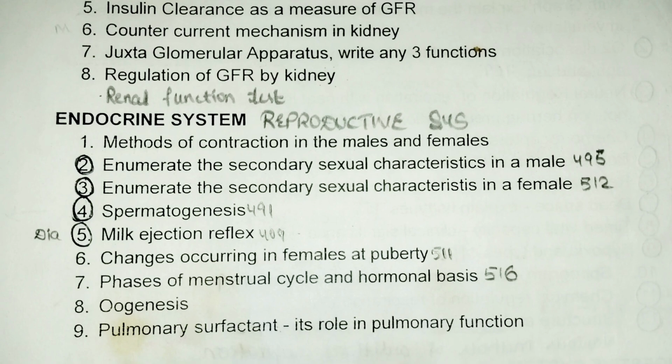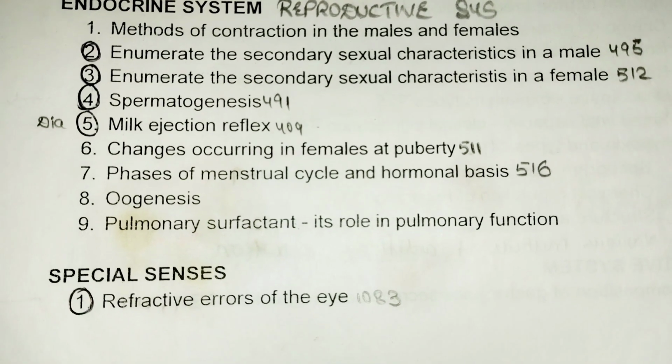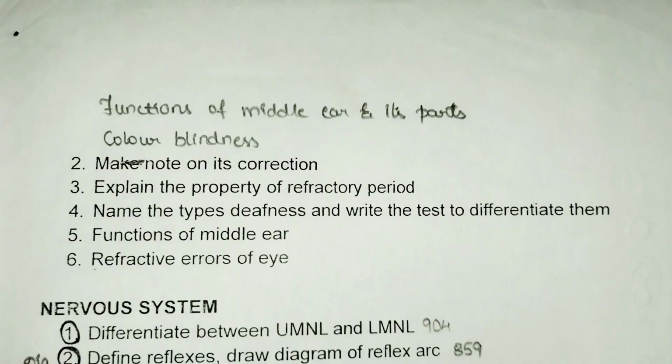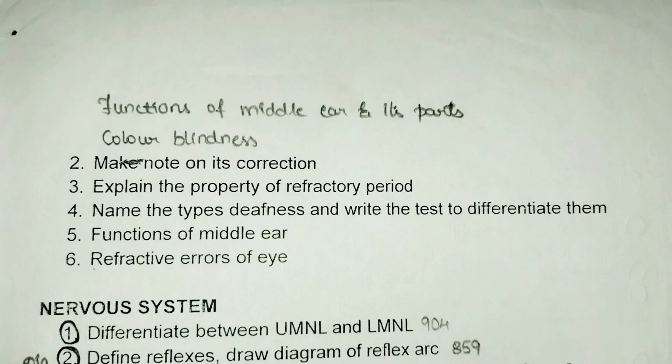Now moving on to the next chapter, that is special senses. In this, the important questions are, the first one, refractive errors of the eye, and write a note on its correction. Yes, there is a printing mistake. Third one, explain the property of refractory period.